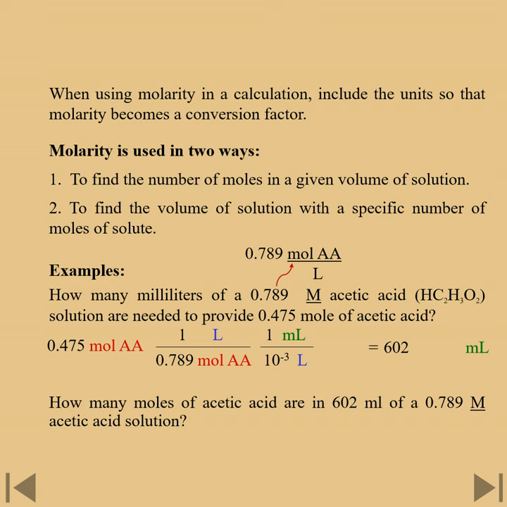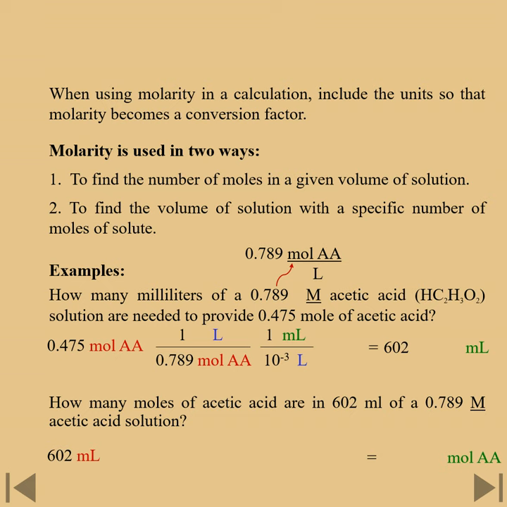Now let's go the other way. How many moles of acetic acid are in 602 milliliters of a 0.789 molar acetic acid solution? Now look at this problem and look at the last problem. Can you see what the answer is? I think you know. But if you don't, let's calculate it. Step 1, we're after moles of acetic acid. Step 2, we're going to start with that 602 milliliters.